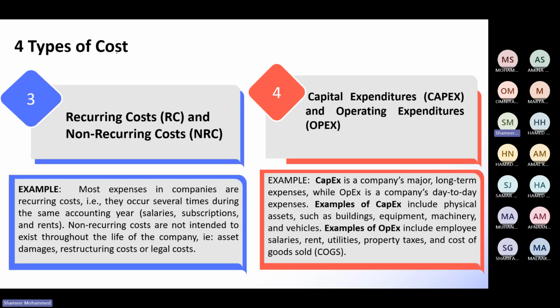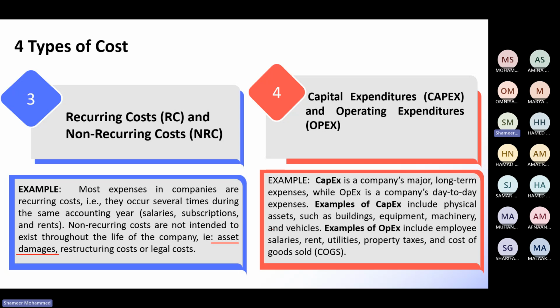Another type of cost is recurring costs. Recurring means repeated. Non-recurring means they are not repeated, only one time. So non-recurring costs are, for example, asset damage. Damage of the machine or equipment can happen only one time or two times, not every day or every month. But recurring costs are salaries.